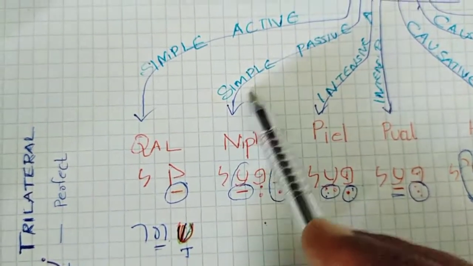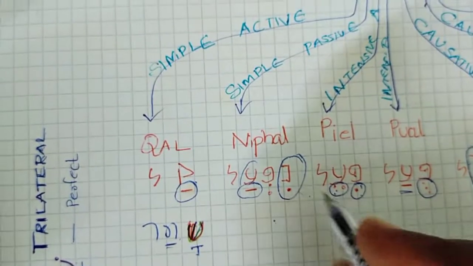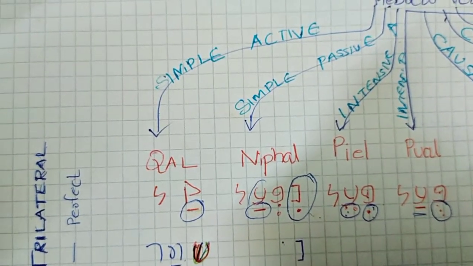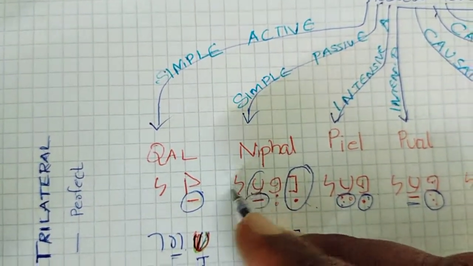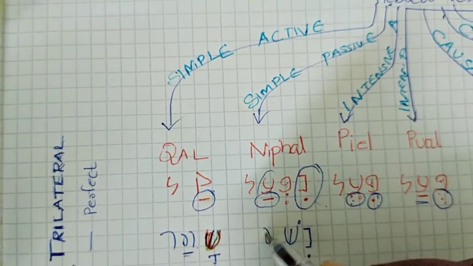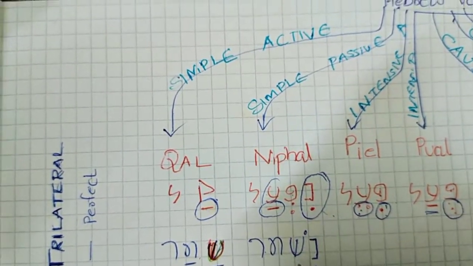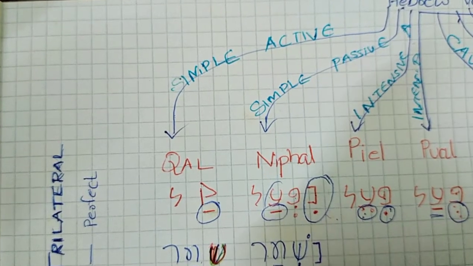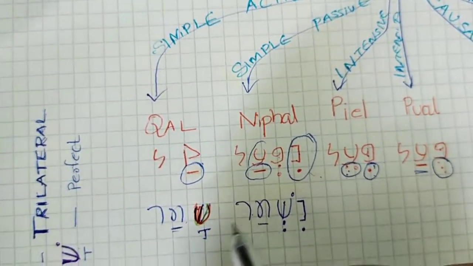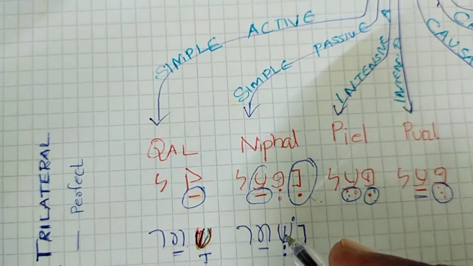Simple passive. How do you write the simple passive of Shamar? Root word. Firstly, Niphal form. In Niphal form, you apply ni, then Shamar. Apply the Shamar there. Sha, Ma, Ra. Shamar. Then apply the same vowel. So apply shva here. Nif-al. So here is Nishmar. Nishmar. See that?